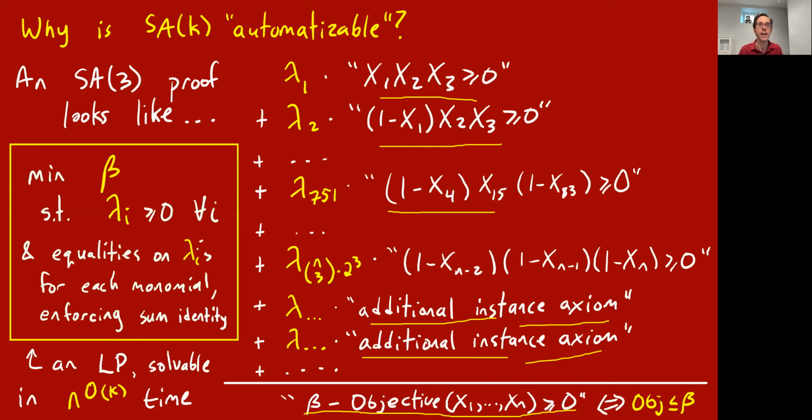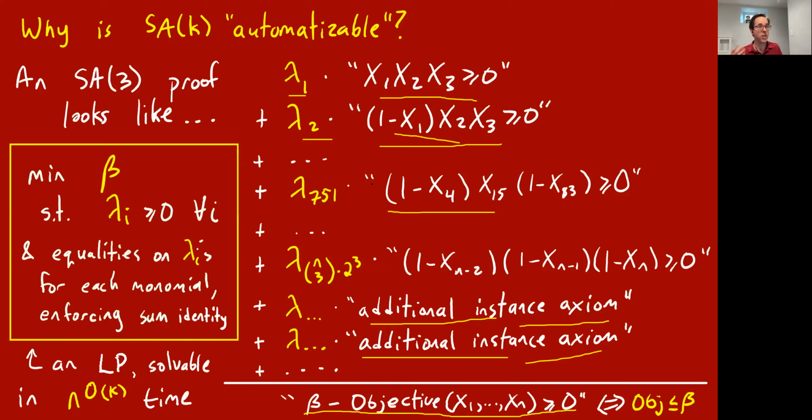So for every monomial, like x1 x2 x3, you get a contribution of lambda 1 here, and a contribution of minus lambda 2 here. You'll get some contributions from some of the lambdas, and the appropriate sum of the lambdas should equal the coefficient on x1 x2 x3 in the objective polynomial. So you get a bunch of equalities involving the lambdas.